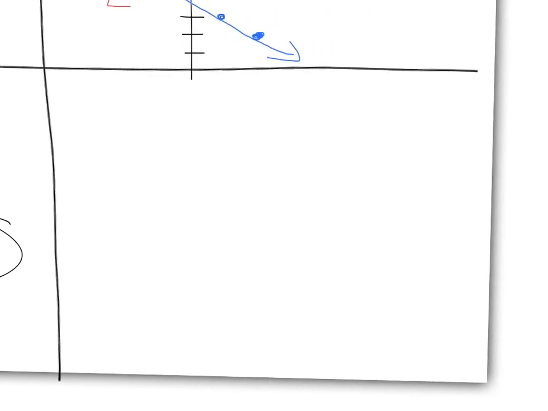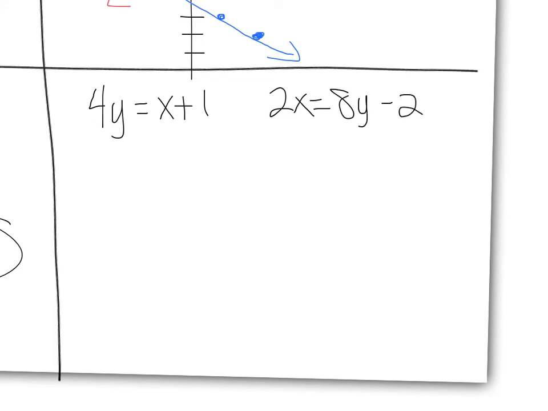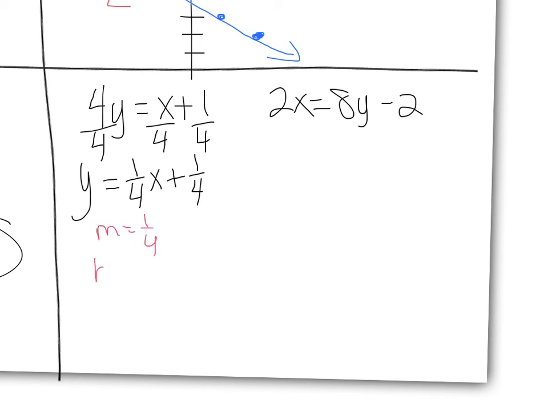Okay, and last one. This time we're going to have to do a little bit of work. Let's say I have 4y equals x plus 1 and 2x equals 8y minus 2. Okay, now remember the first thing that we really need to do is make sure it's in y-intercept or slope-intercept form. So for the first equation, I need to divide everything by a 4. I get y equals 1/4 x plus 1/4, where I have a slope of 1/4, a y-intercept of 1/4.